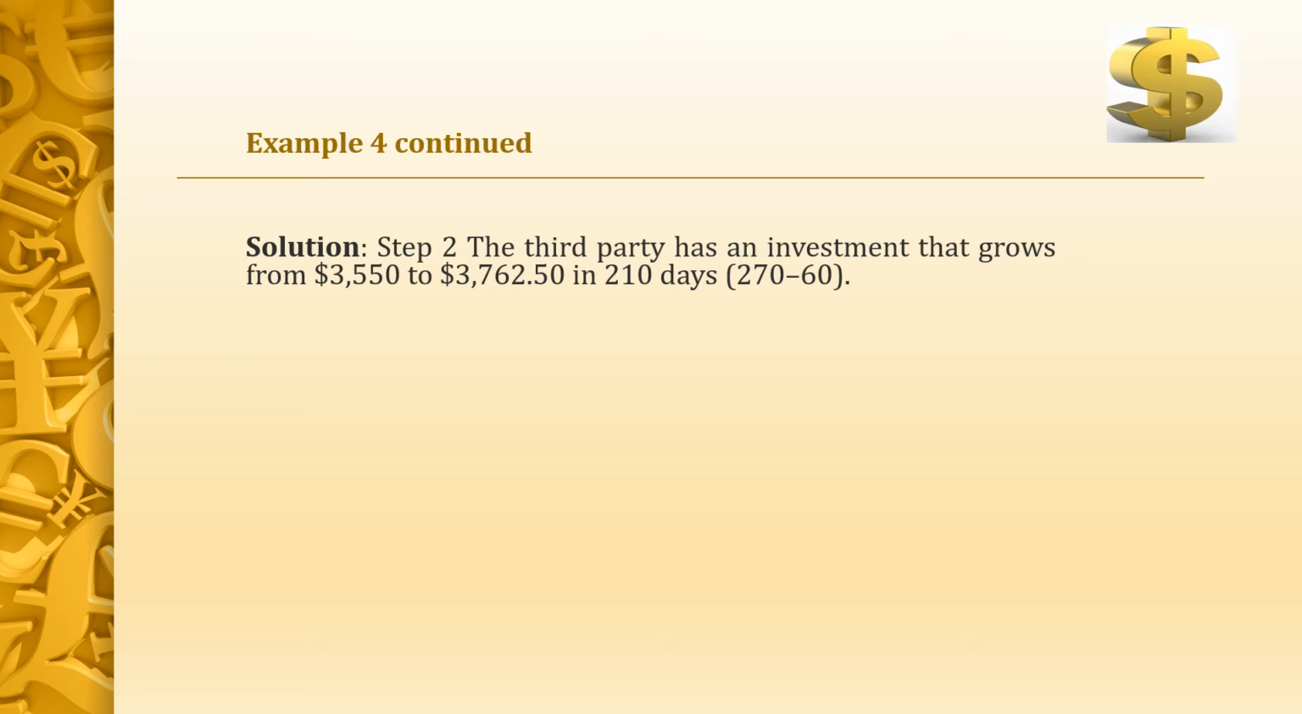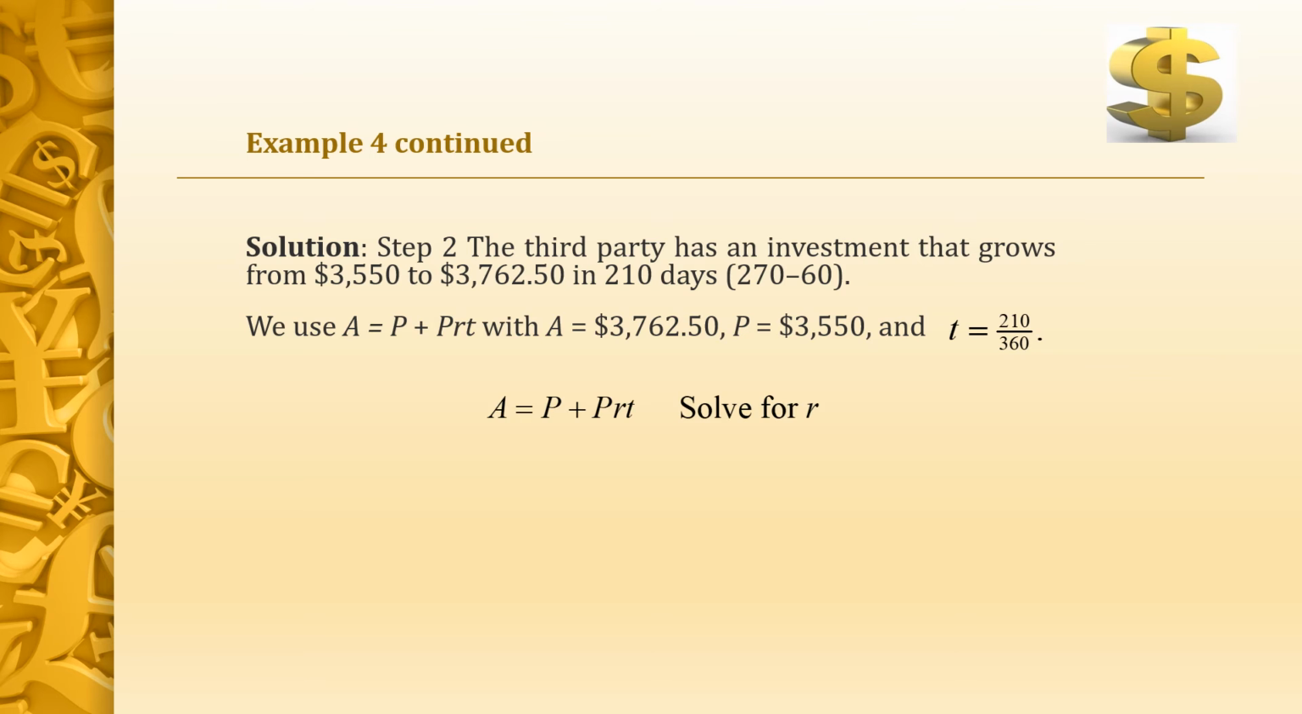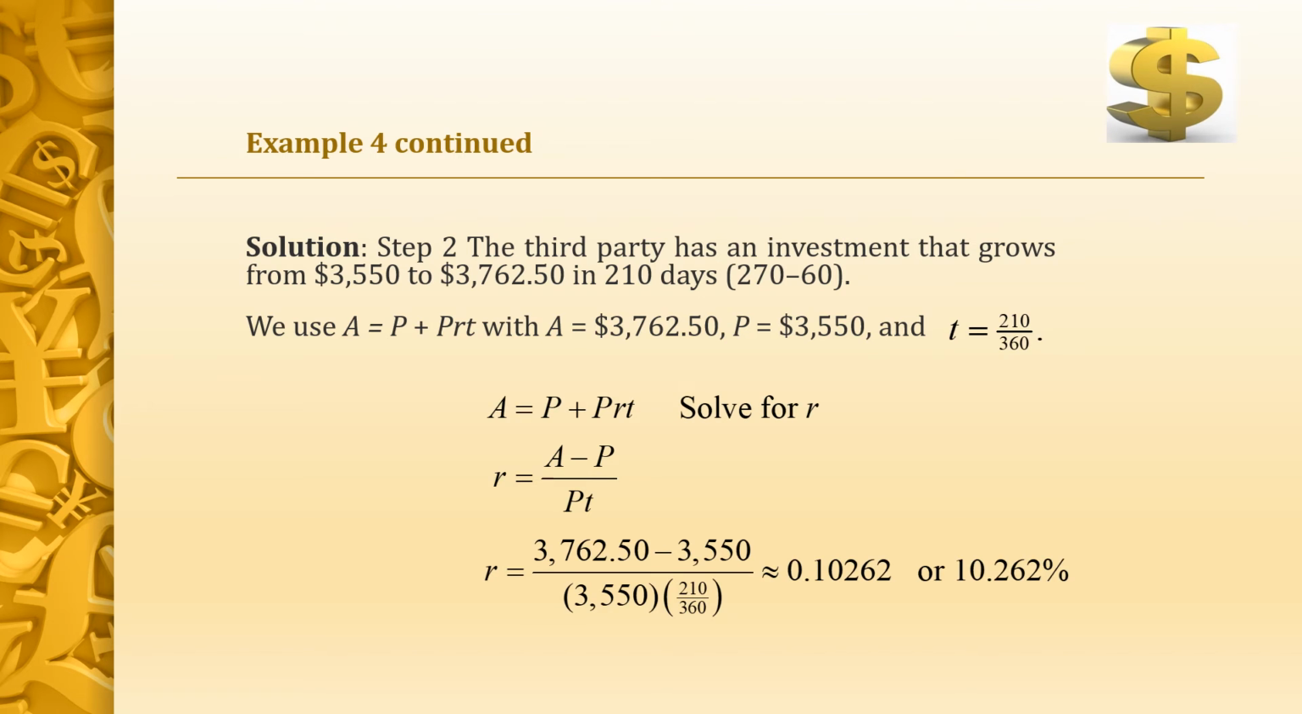Now for the third party, this grows from 3,550 to 3,762.50 in 210 days, because you have sold this after 60 days only. So for the third party, this is only for 210 days. The growth is only for 210 days. Here, A is known, P is known, T is known. So we need to find the value for R. The rate of interest will be 10.262.